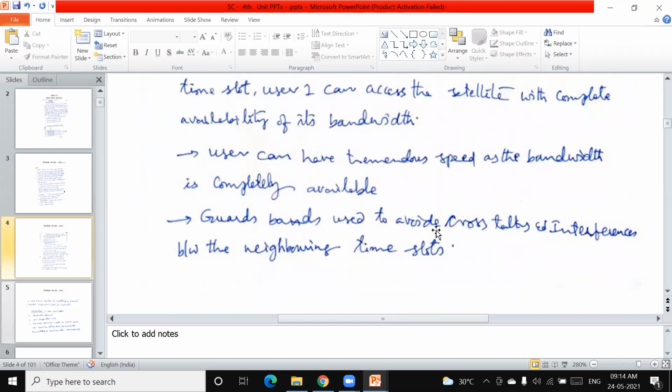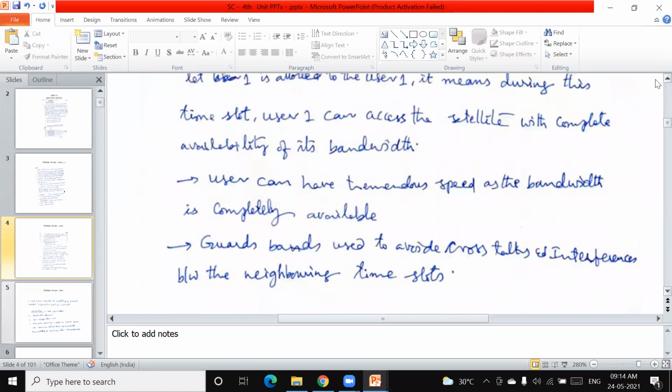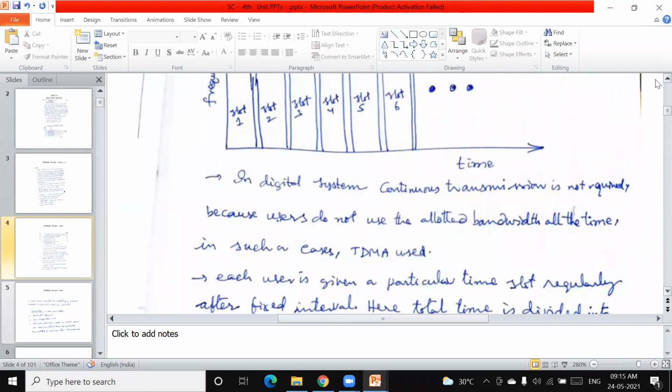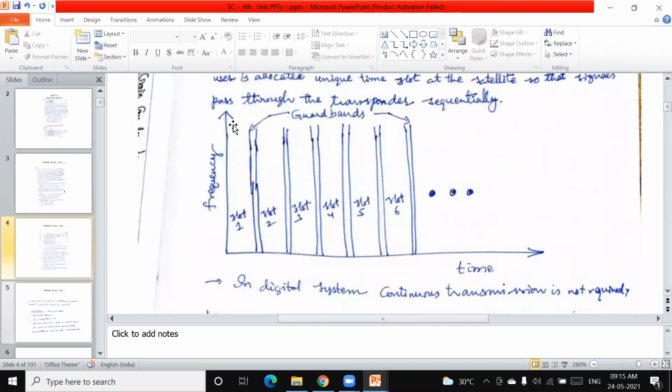So guard bands are used to avoid crosstalk and interference. That is already given. This guard band, here you can see this. I forgot to show it here. This is the guard band. I have given these small vertical lines here. In this case, this is the guard band between slot one and slot two, adjacent slots. Between slot two and slot three, this is the guard band. So 3, 4, and 5, these are the guard bands.